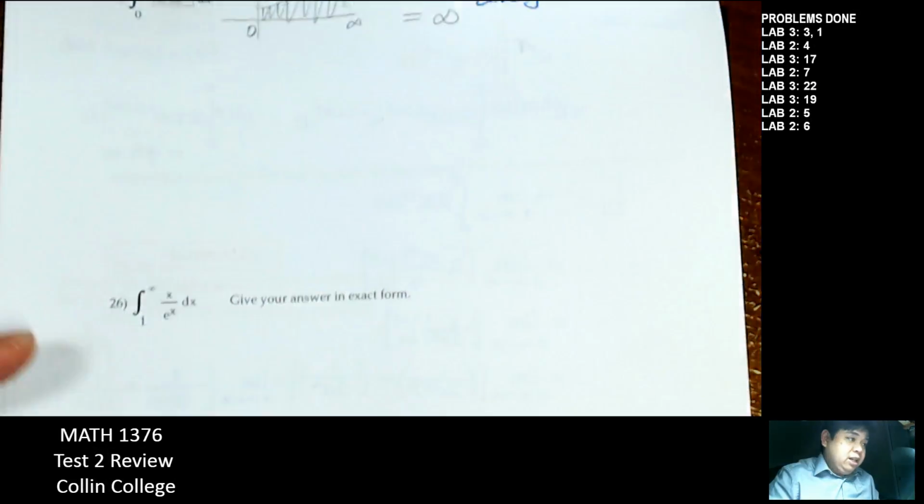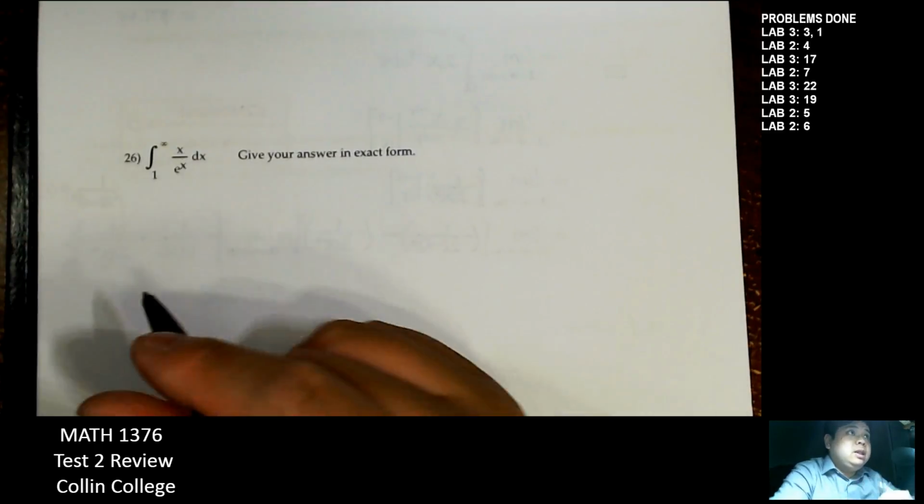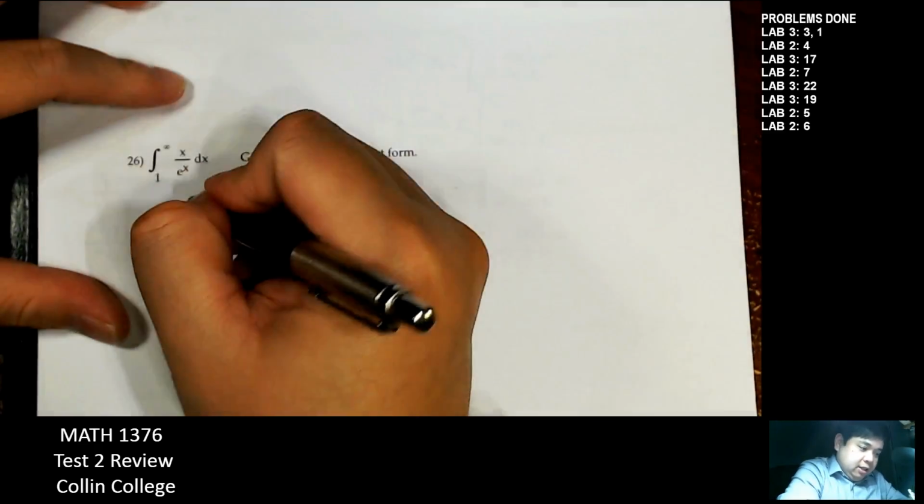After this we'll go to chapter 9 about the partial derivatives and second derivative test. Definitely we have to look at lab 2, either 9 or 10. Right. 26.